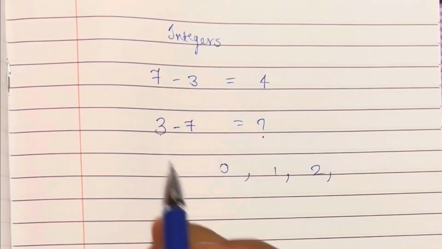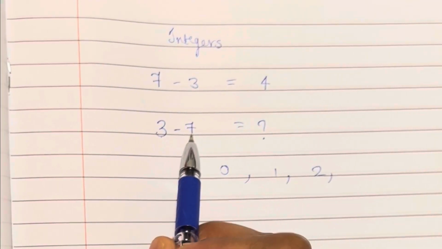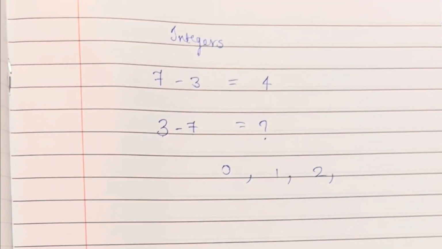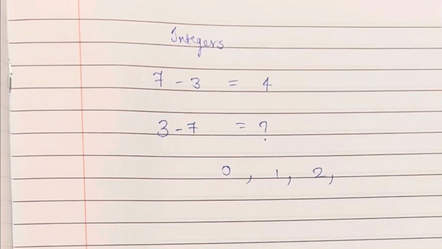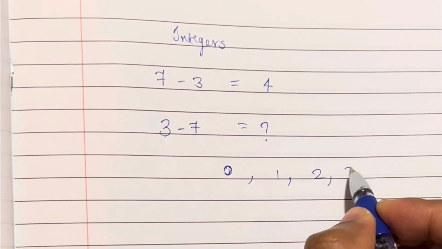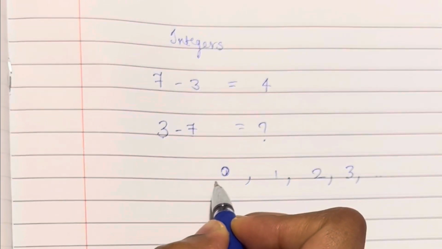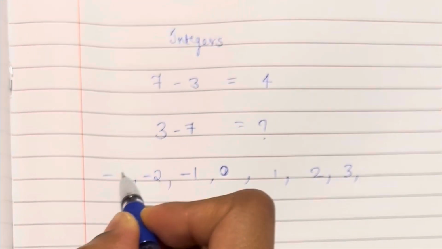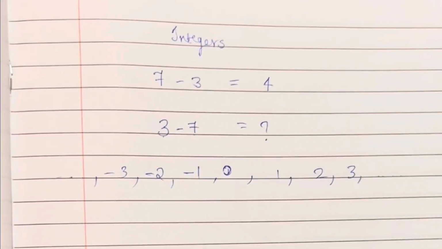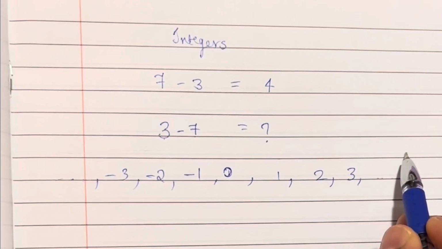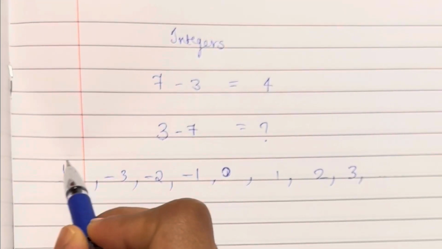So the question is, can we subtract a bigger number from a smaller number? So for that we have negative numbers. So negative numbers would be, suppose if this is 0 and then we have 1, 2, 3, etc. Similarly, over the left side we would have minus 1, minus 2, minus 3 and so on. So this set of numbers all together is known as integers.